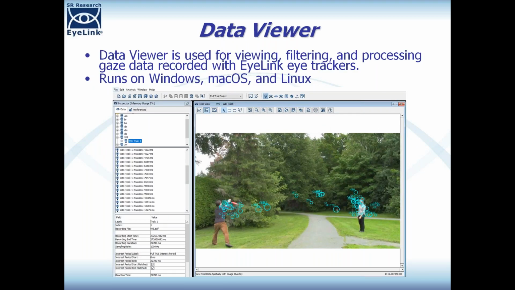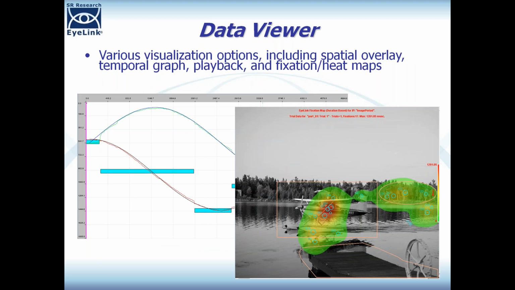Okay, so first, Data Viewer is an analysis package for EyeLink eye tracking data, and it allows you to visualize the data in different ways, apply some filters, and do some processing to the data, and also analyze that data. So export summary reports that give you information about where the participant looked during the course of the experiment. It runs on Windows, Mac, and Linux operating systems, so it's pretty flexible. And let me just show you quickly some example visualizations here.